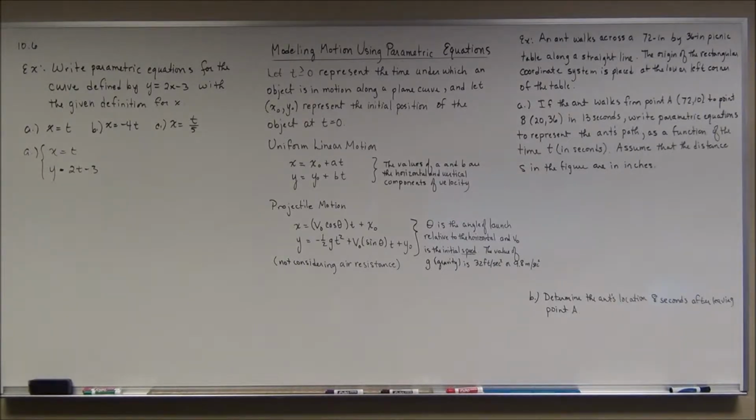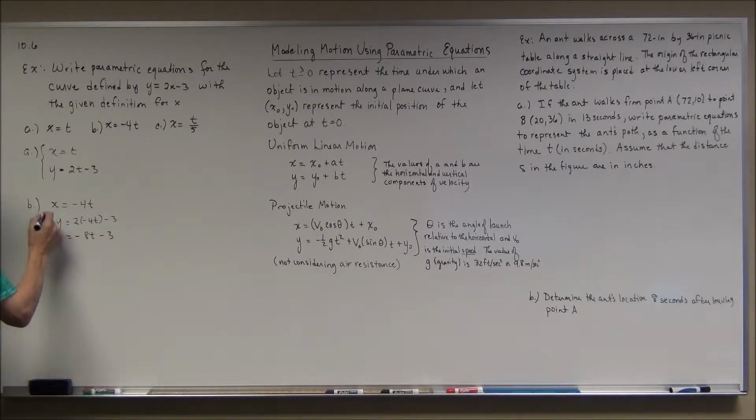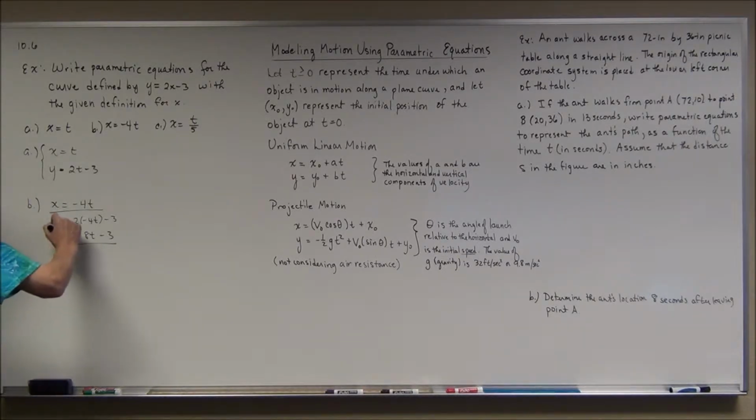and there would be our set of parametric equations. Now if we wanted to make it a little bit more challenging, we pick something other than just t. In example b here, I'm going to have x equal to negative 4t, so that when I substitute this in for x in the equation y equals 2x minus 3, I get 2 times negative 4t, in parentheses, minus 3, which would give me y equals negative 8t minus 3. And these two would be my parametric equations. I'm just going to cross this out so I can put a nice brace there.